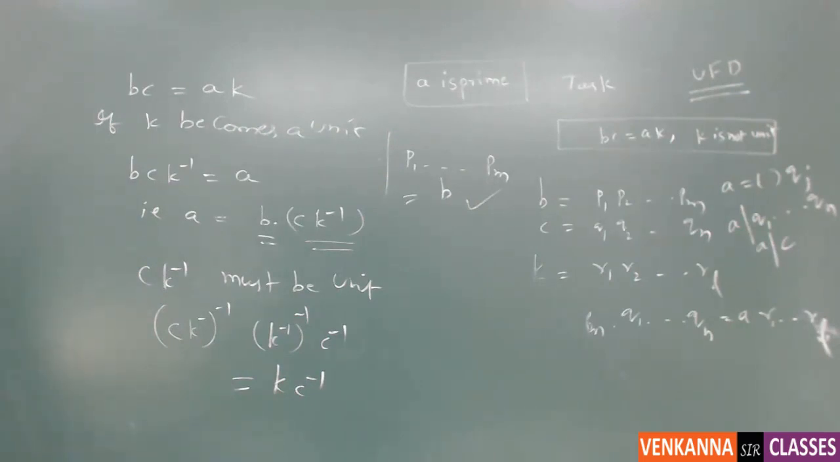So this is the proof that every irreducible element is prime. This question was asked in the previous year papers, that's why I have chosen that. Right? So please take a note of that.